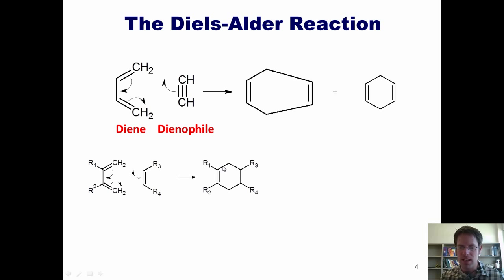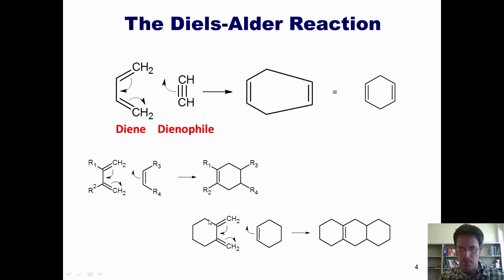Alternatively, if we use a diene and a dienophile whose pi electrons are already pre-embedded in cyclic molecules, as in this example, then after the Diels-Alder reaction occurs, we can get a polycyclic product. Once again, we could imagine any of these starting materials already being substituted in a variety of manners, which would allow a wide variety of substitution in our final product.